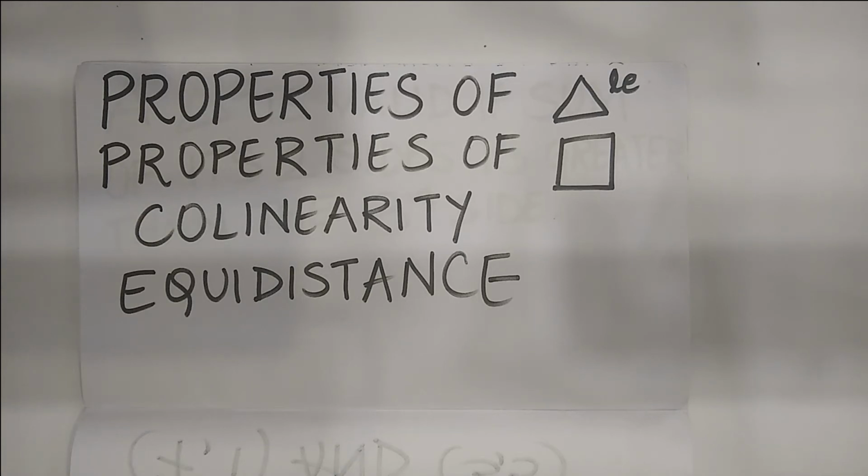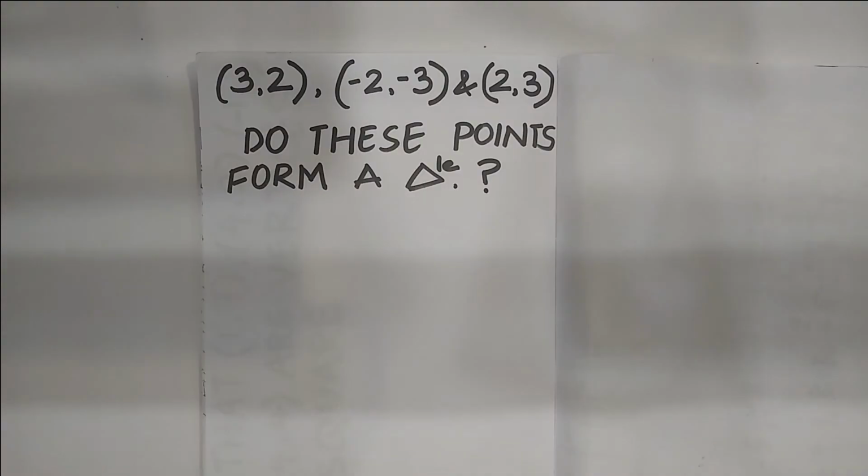So today we'll be discussing a few problems based on the distance formula. Most of your questions will be based on properties of triangles, properties of square, collinearity and equidistance. So we'll do one problem each on every concept, and we will talk about their properties in detail while doing those problems. So the first problem that we are talking about here is based on the properties of triangles.